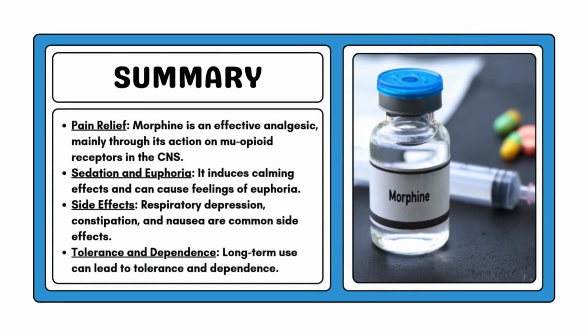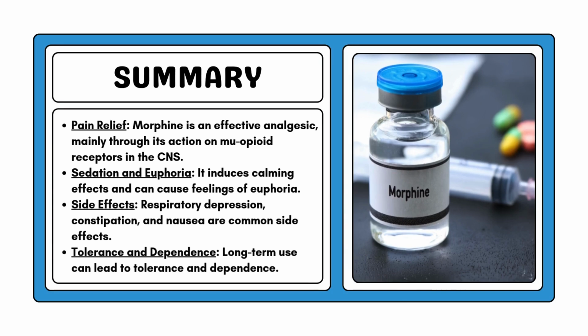Summary. Pain relief: morphine is an effective analgesic mainly through its action on mu-opioid receptors in the CNS. It induces calming effects and can cause feelings of euphoria. Respiratory depression, constipation, and nausea are common side effects, and long-term use can lead to tolerance and dependence.